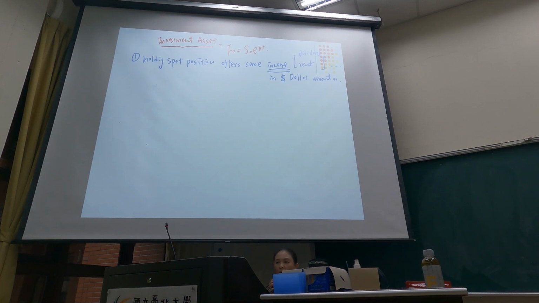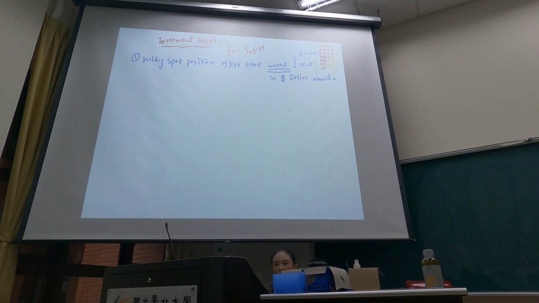So there are some scenarios where we adjust the fundamental pricing model of these investment asset categories. For instance, when you hold the spot position, this spot position would offer you some income. For instance, you're holding shares, and these stocks will give you some dividend. Or you are holding a building, so you can rent it out. These are all the incomes, right, when you're having a spot position.